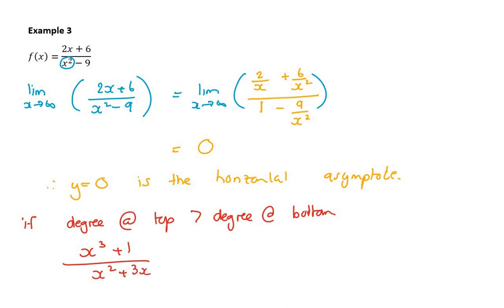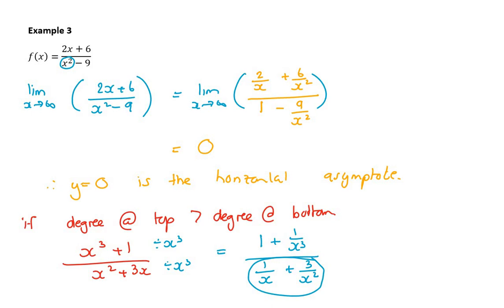You would end up dividing always by the highest power of x. So you would divide this by x³ at the top, and you divide by x³ at the bottom. So this would be 1 + 1/x³, and this would be 1/x, because x² divided by x³ would be 1/x, and this would be 3/x². And look what happens. Both of those would tend towards 0, and this limit would not exist.